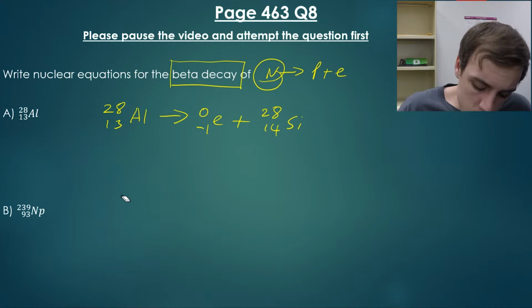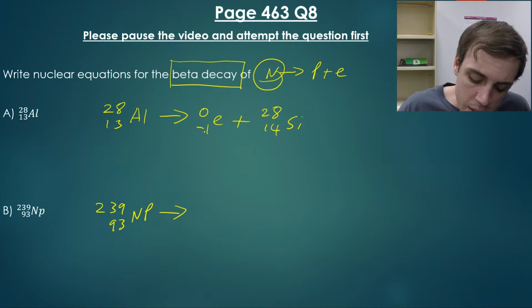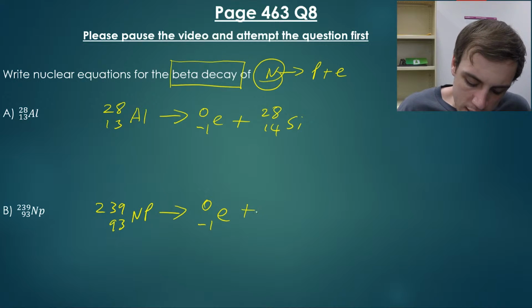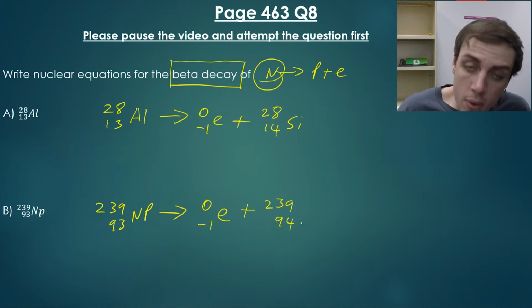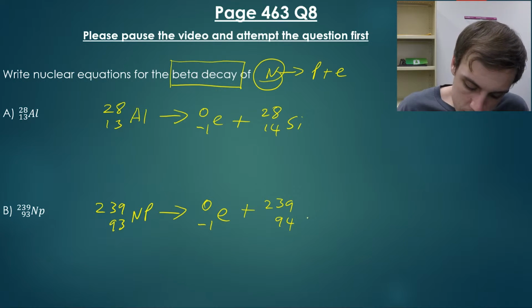So let's have a look at the next one, which is Np. So we're going to have 239, 93, Np. Now it's going to be the exact same thing. So we're going to have a release of our beta particle, our electron here. So that is 0, minus 1, e, plus, so we still have 239 because that's not changing, but this is going to be a plus 1. So we're going to have 94 because we're gaining a proton. So if we look on the periodic table, that gives us Pu.